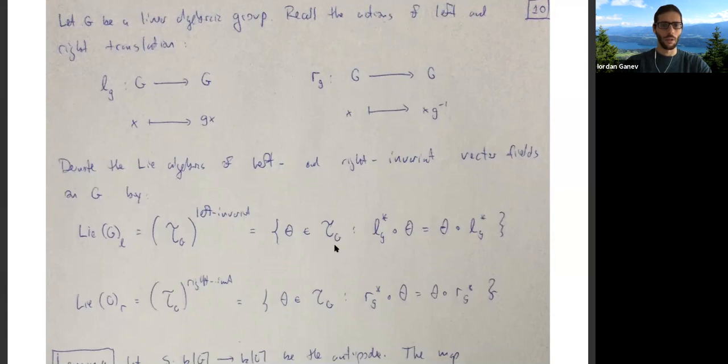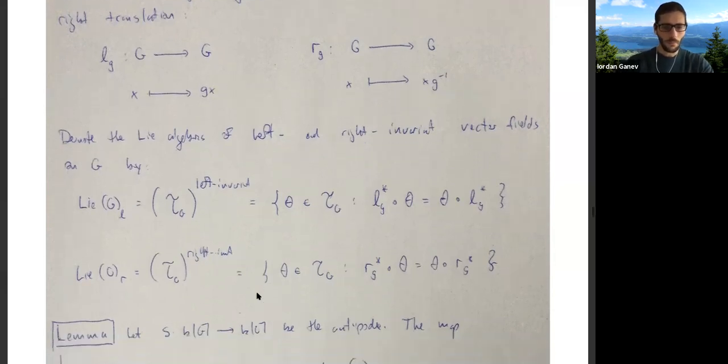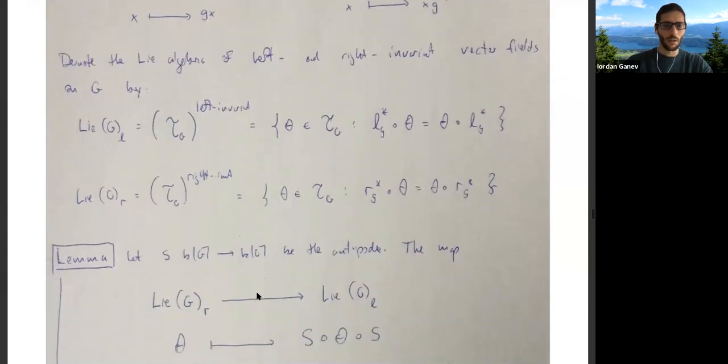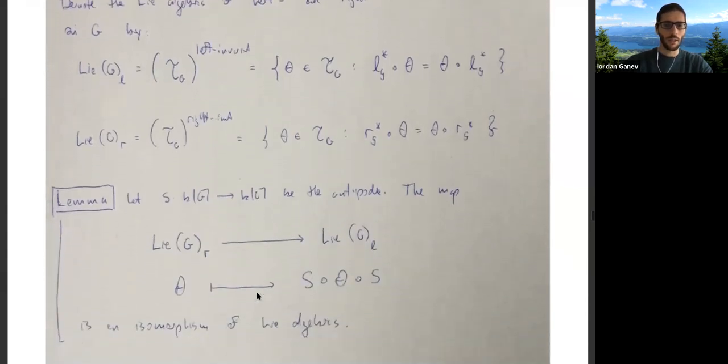So we know they're Lie algebras because they're vector fields that are equivariant for a group action. Okay, so the claim is that they're isomorphic as Lie algebras. So to do this, one thing we need is the antipode map.